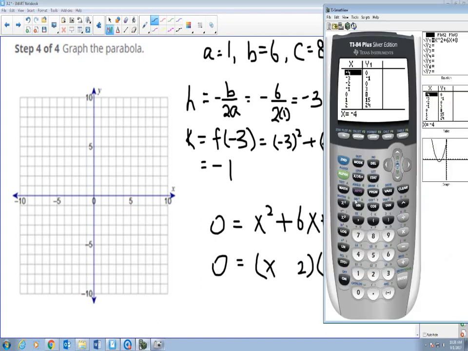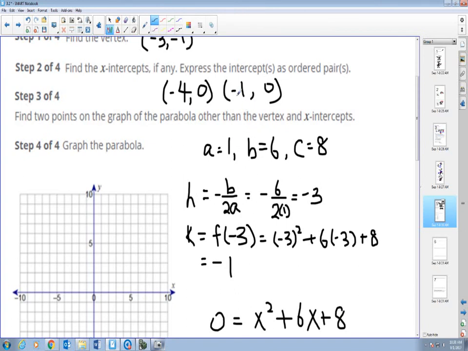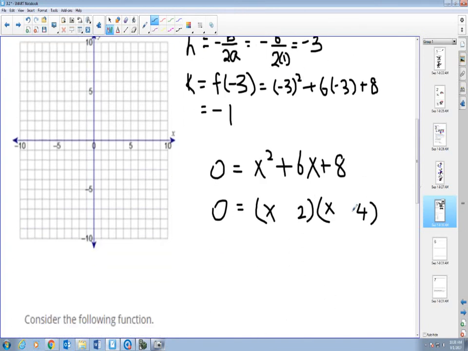Oh, did I write it down wrong? Yeah, it is -2. Sorry about that, I wrote that wrong. -2. To end up with a positive 6 in the middle, I have to have both of them positive. If I set each factor equal to 0, my x is equal to -2, the other x is equal to -4.